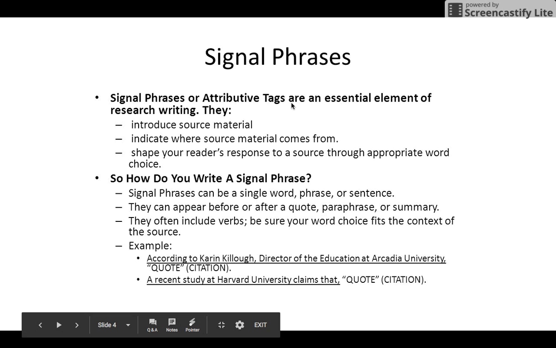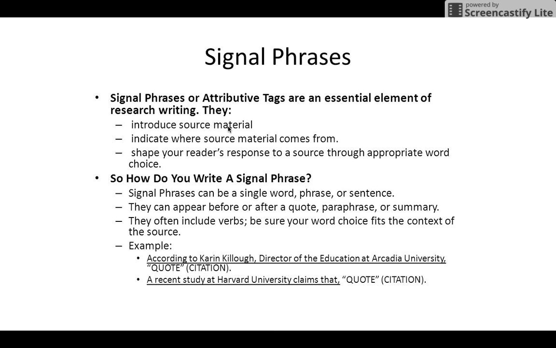Signal phrases or attributive tags are an essential element of research writing. They introduce source material, indicate where source material comes from, and shape your reader's response to a source through appropriate word choice. So, how do you write a signal phrase?